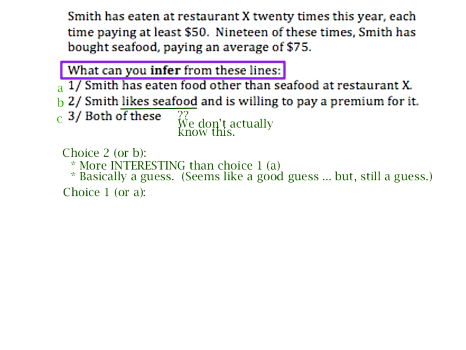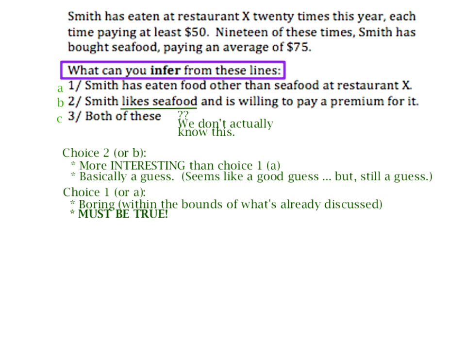Choice one is less interesting. I mean, it's sort of boring. It's basically within the bounds of what's already discussed. It doesn't go anywhere new, but it must be true. Meaning that if we know the statements in the passage are true, then this is 100% guaranteed. There is absolutely no chance that choice one is wrong.